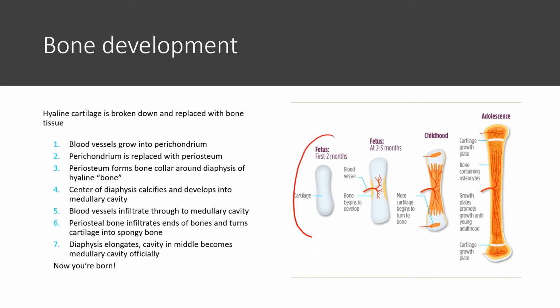First, you start off as all hyaline cartilage, right? The hyaline cartilage has to be broken down and replaced with bone tissue. That's really the process of ossification. Hyaline cartilage gets broken down and gets replaced with bone tissue. Chondrocytes are replaced with osteocytes. That collagen matrix is going to be impregnated with hydroxyapatite, etc.